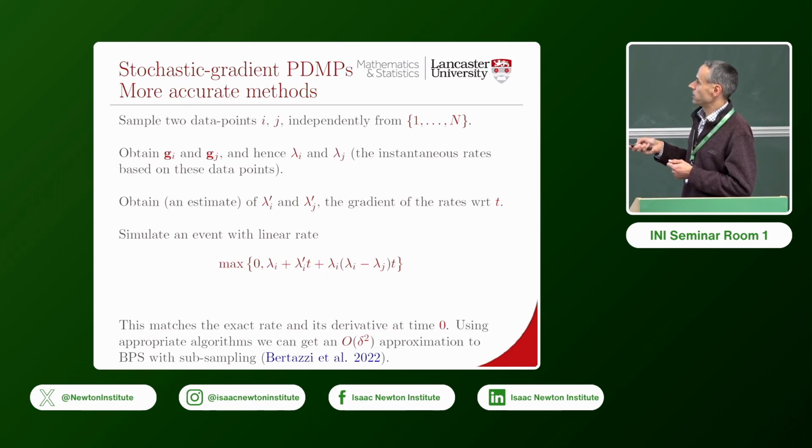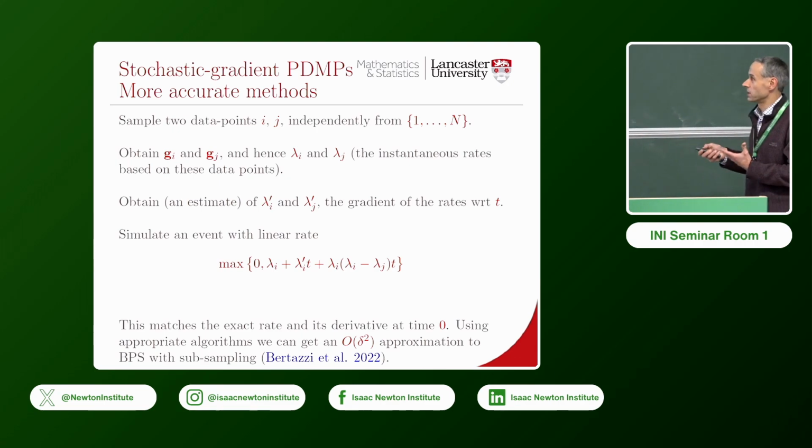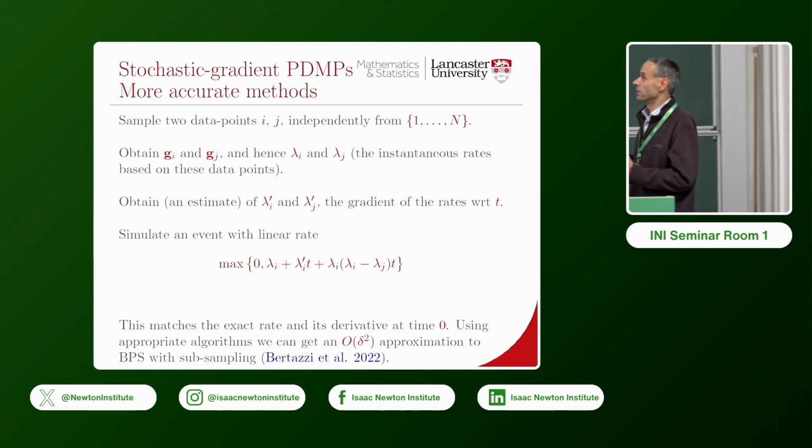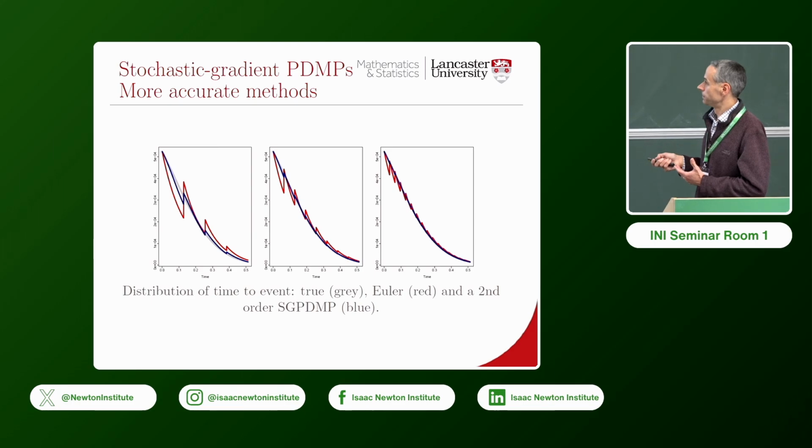Here I had a rate which is based primarily on using the rate for data point I, but if I've sampled I and J, I could also think about doing it using the equivalent thing where I swap over I and J and base it on the rate for data point J. And if you do that, then that seems to numerically improve the performance of the algorithm.